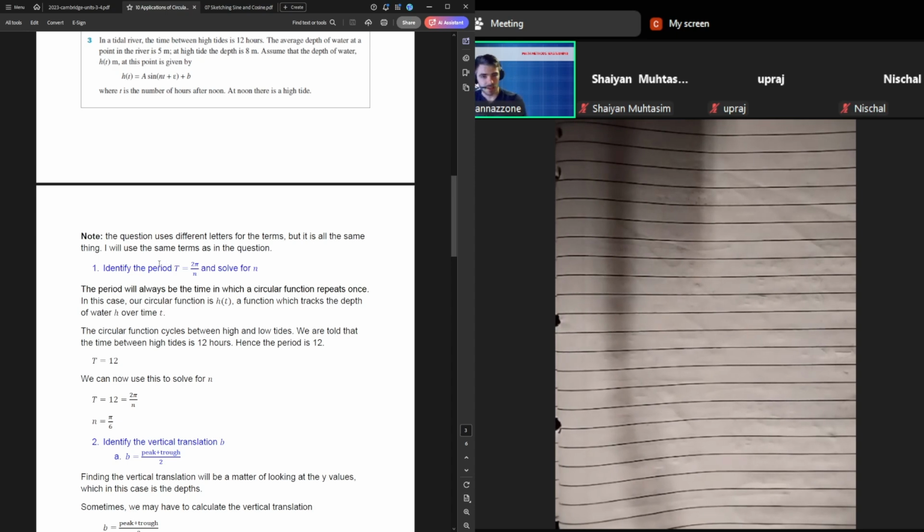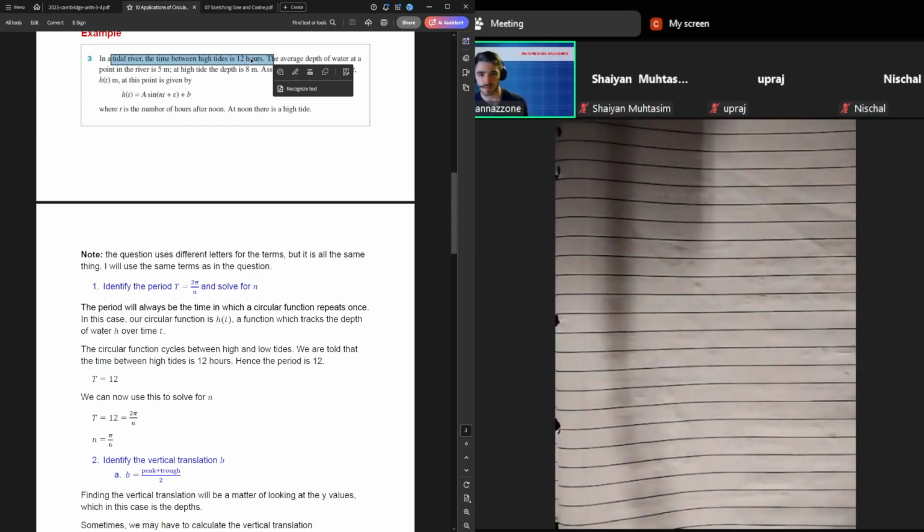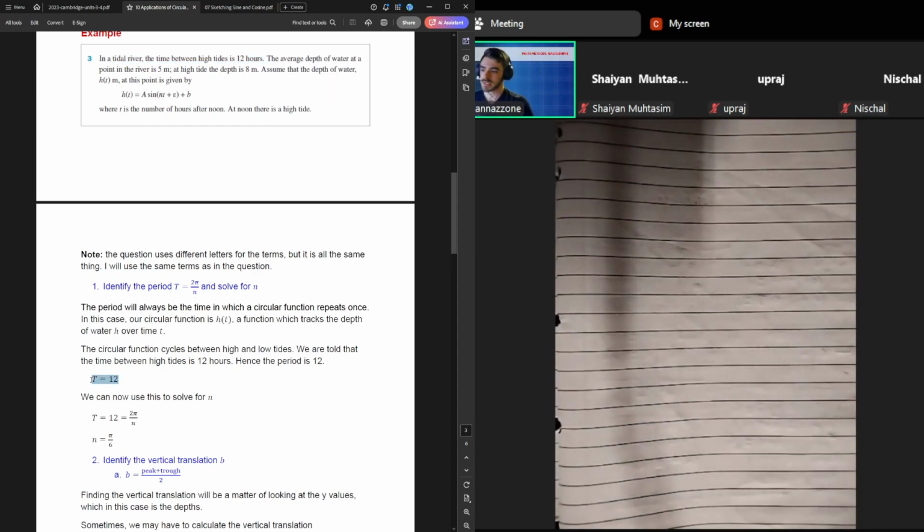In the context of our application style questions, the period is just going to be how long it takes for our given scenario to repeat once. And the piece of information that tells us that is: time between high tides is 12 hours. If you think about tidal waves, they go from high tides to low tides to high tides to low tides, and that repeats over and over again. So when it says the time between high tides is 12 hours, it means one full cycle of tidal waves has passed within 12 hours. Hence our period, capital T, is going to be equal to 12.